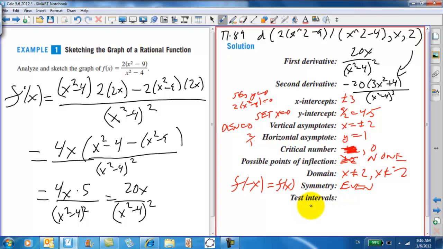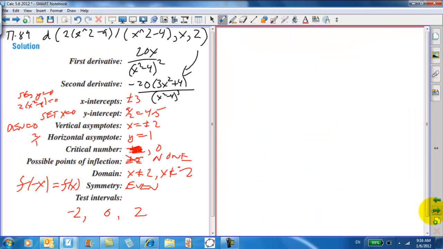And so our test intervals. You want to test where the function's undefined and also the critical numbers. So we're going to break it up into negative 2, 0, and 2. Those are all the key things. Look at your critical number list, look at your gaps in the domain, and we want to test everything that goes in between there. So let's see how we did here.